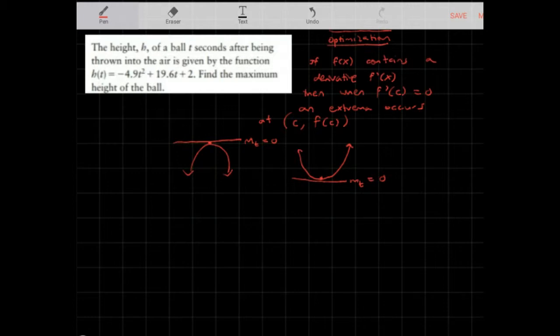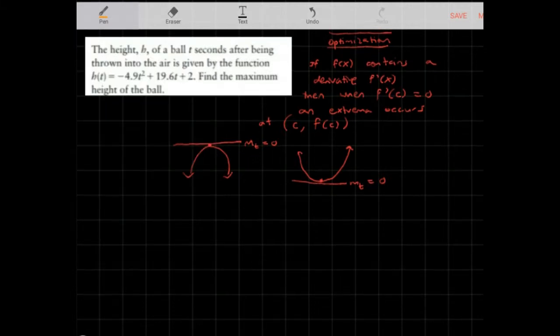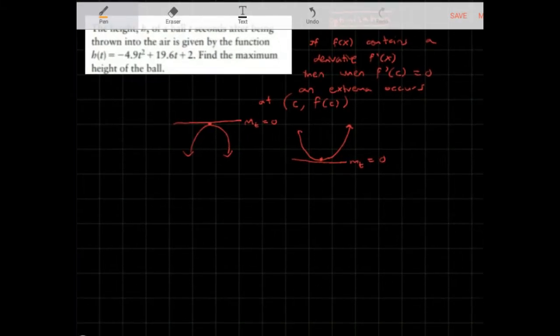Let's take a look at this scenario here. The height h of a ball t seconds after being thrown into the air is given by the function h of t is equal to negative 4.9 t squared plus 19.6 t plus 2. Find the maximum height of the ball. So this is an example of projectile motion, right? And if we want to figure out the maximum height of the ball, we know that the maximum height will occur when h prime of t is equal to 0.